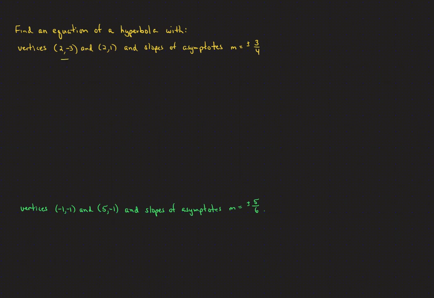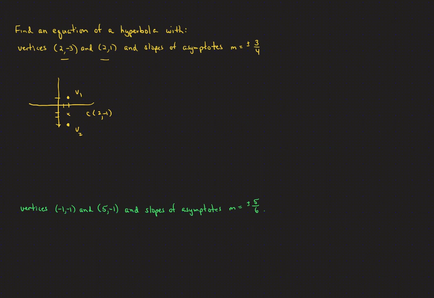So the vertices are going to give us 3 pieces of information. I'm going to graph it so we can see what this is doing. So (2, -3) is going to be there, and (2, 1) will be there. So those are our vertices. Now we know that halfway in between is going to be our center. So that's going to put our center at (2, -1). So that's going to give us our h, k.